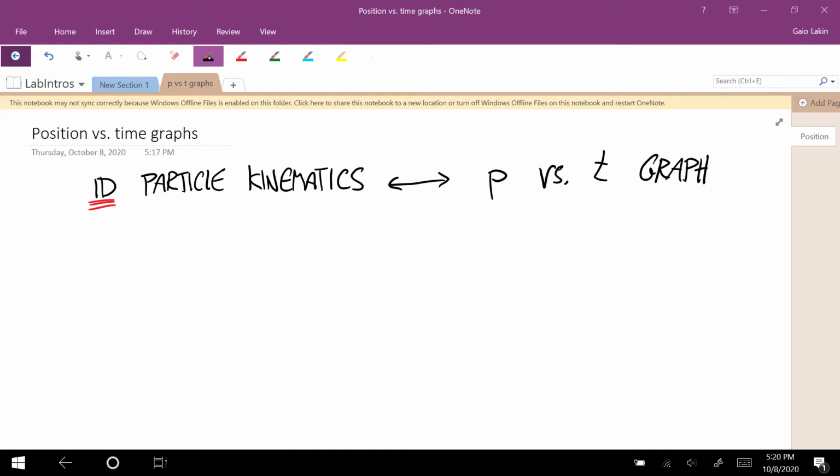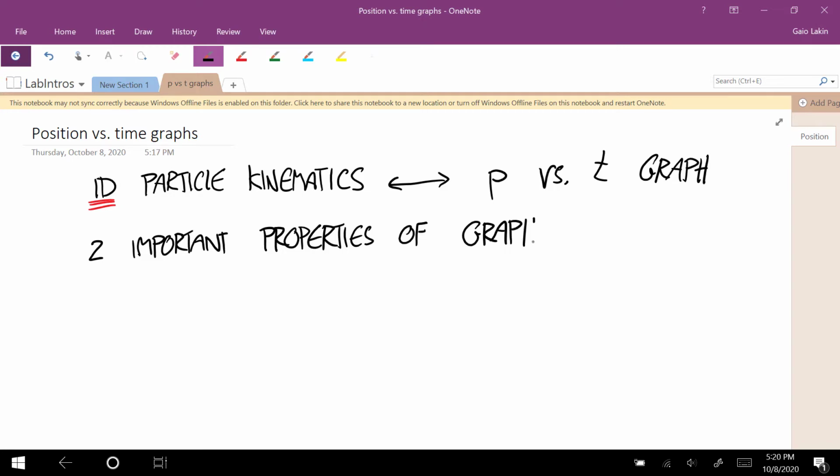And in order to make sense out of the position versus time graphs, there are two important properties of graphs that you have to be able to read off of a graph. What I'm telling you right now can be any graph. It doesn't have to be a position versus time graph. It doesn't even have to be physics. It could just be any mathematical graph. But these two important properties are, first, the slope of the tangent line.